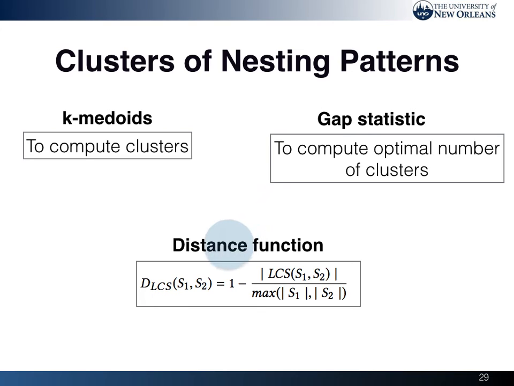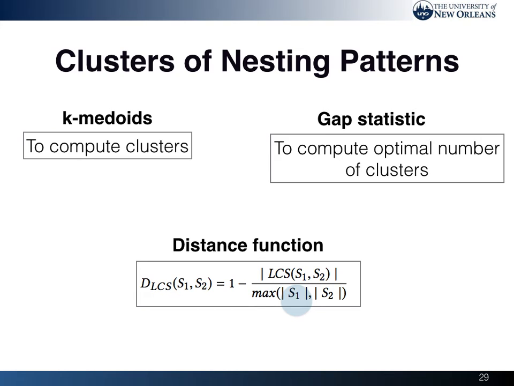We define the distance function for any two nesting patterns S1 and S2. Here S1 and S2 are two finite sequences of nodes, that is nested code structures. One term is the length of the longest common subsequence between S1 and S2, and the other is the length of the longer sequence between S1 and S2. Using the Python package string similarity, we compute the LCS metric values.